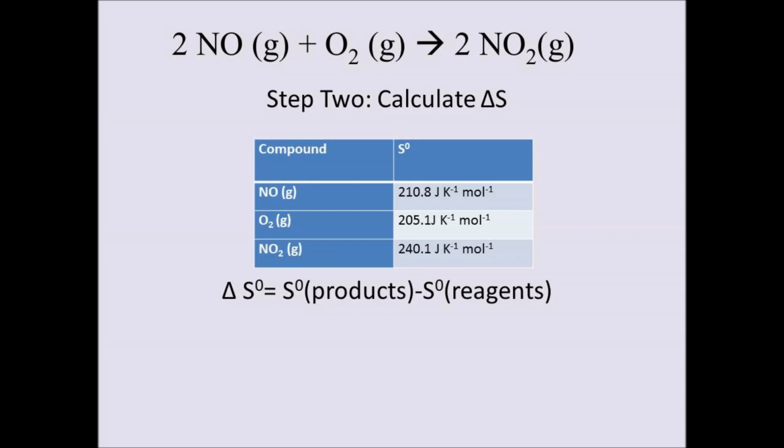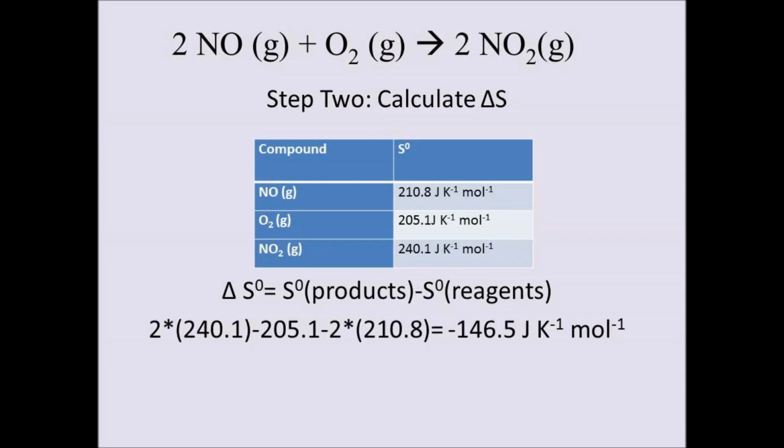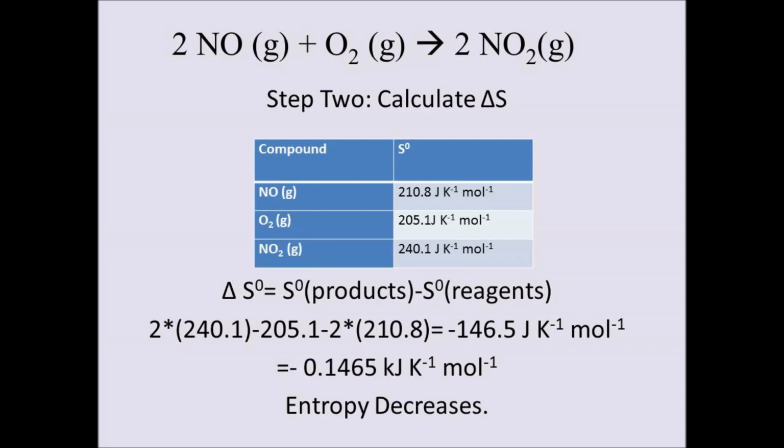We do basically the exact same process for the entropy, so products minus reagents with the coefficients in there. This time our oxygen does not have an entropy of 0, so we have to include that. And we find out that our entropy is also decreasing, which is not favorable this time, by 146 joules per Kelvin mole, which we put into kilojoules for our convenience in the next section.